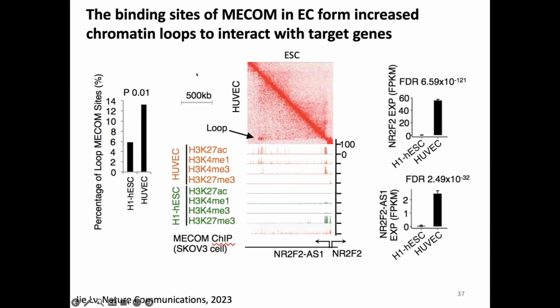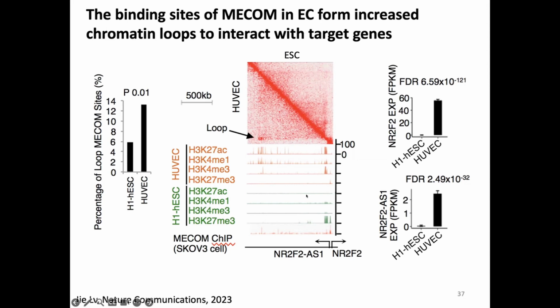So next, we further analyzed the Hi-C data to check if the 3D genome organization can be regulated by MECON, because MECON is a transcription factor, and MECON binds both enhancers and promoters. What we found is that those enhancers that show the binding of MECON are much more likely to form a chromatin loop between enhancer and promoter in the endothelial cells compared to the stem cells.